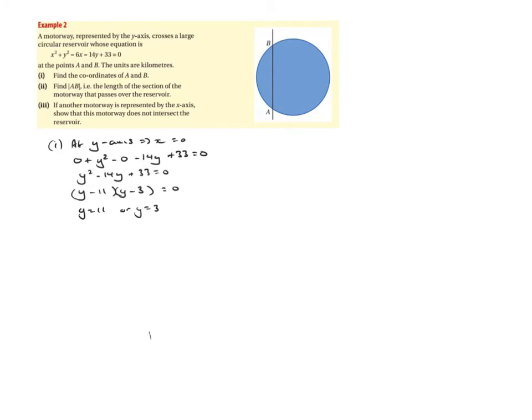So this one here is (0, 3) at A, and this one here is (0, 11). Okay, so there it is. The next thing it asks us to do is to find the length of AB. Well, that shouldn't be too difficult. You can see here, it's basically going from (0, 11) down to (0, 3). So that's just 8 units. For this one, it's simply 11 minus 3, which is equal to 8, and it's kilometres in this case.